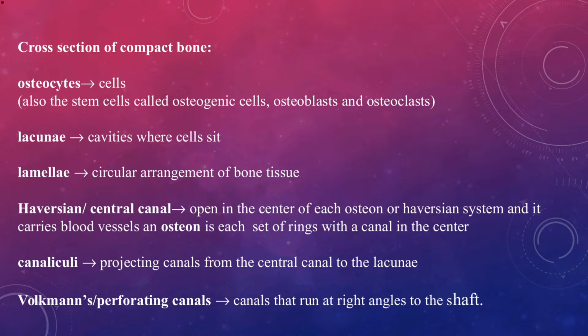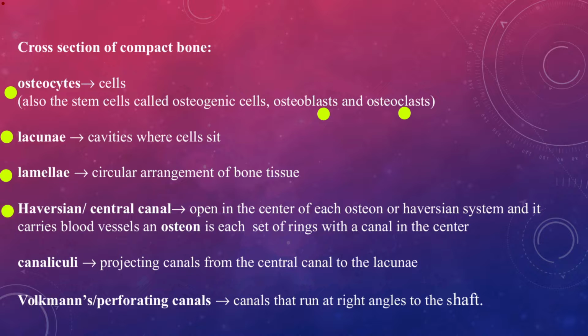So what did we find in that compact bone? We just looked at that. So we had our osteocytes, right, which were those cells that maintain bone. We also had osteoblasts and osteoclasts. Osteoblasts build bone, osteoclasts break bone down. And then we have the lacunae, which are the spaces in which the cells sit. We have lamellae, which are the rings of bony tissue.